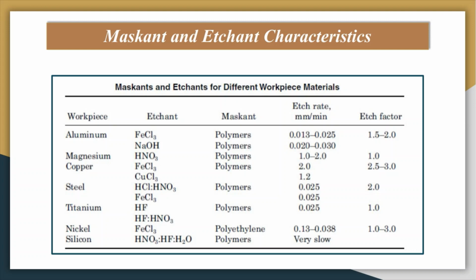So take the example of aluminum. For aluminum you can use the etchant FeCl3 or NaOH, and polymer as a maskant. In that case you can keep the etch rate between 0.013 to 0.025 mm per minute, and you can take an etch factor of 1.5 to 2. Okay, so this is the statistics about the different workpieces and the corresponding etchant, maskant and their etching rate. Again, this data I have taken from a research paper.